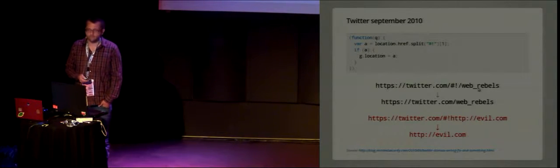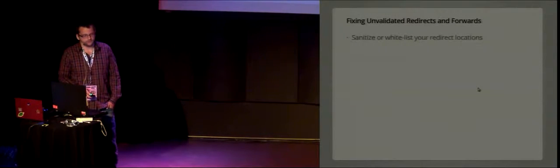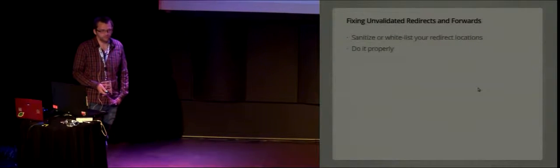This was from Twitter back in 2010 in September, where the intention was to be able to go from this URL here and down to this URL here. But the problem was they weren't really validating what was coming in. So you could basically do something like this. And you'll get the slides later. There's a link down here to a blog post, which you should read, because it explains how they tried to fix this and failed multiple times. And the guy who's written the blog post was helping them out. So what you basically need to do is sanitize or whitelist your redirect locations and do it properly.